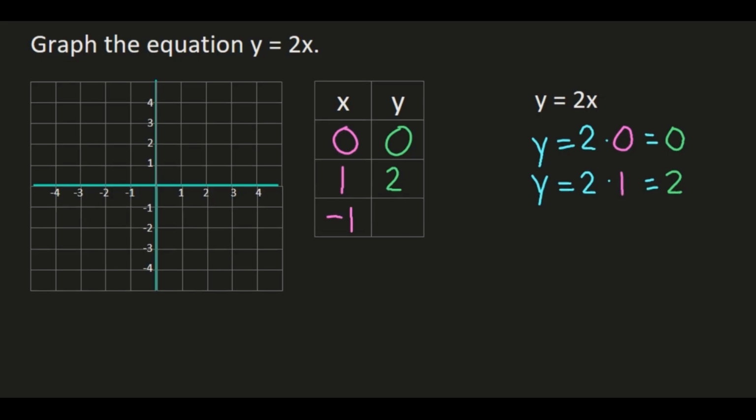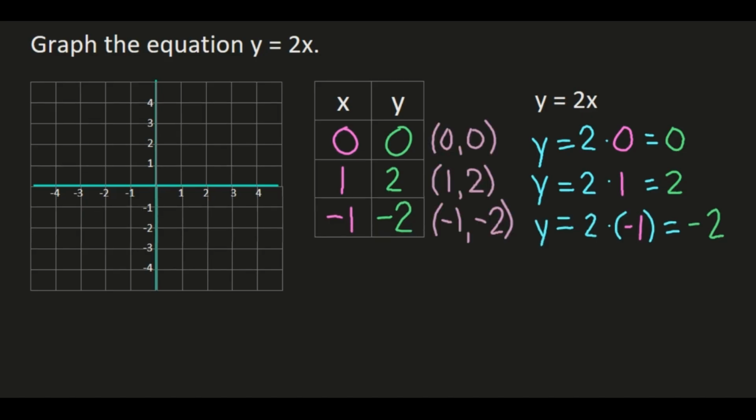And if I use negative 1, because it's nice to also use a negative, I'm going to plug that x value of negative 1 in for x to find my y value, and 2 times negative 1 is negative 2. Now that I have my x and y values in my table, these are my ordered pairs and the points that I'm going to be putting in my graph. So the first point I have is (0, 0). So I'm going to plot the point (0, 0). Then I'll have (1, 2). And then I have (negative 1, negative 2).